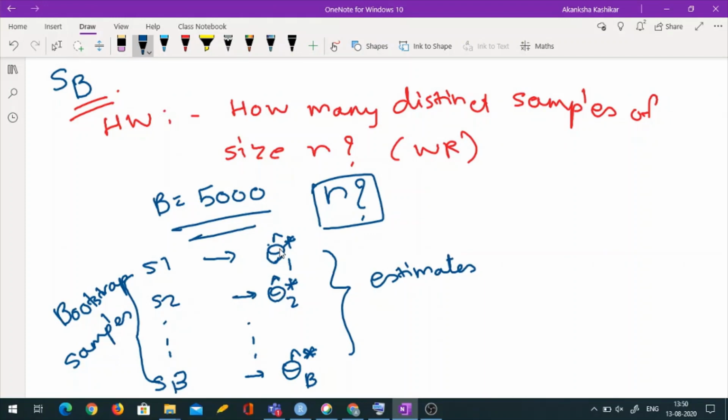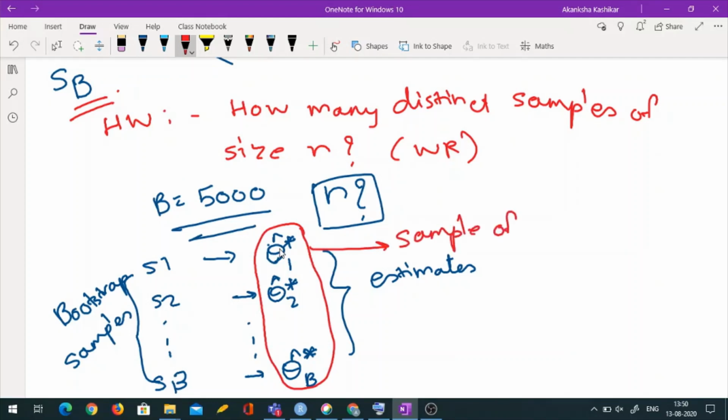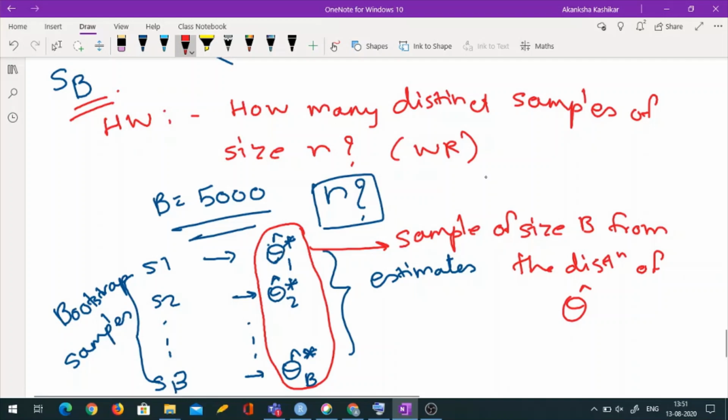And now this is kind of like having a sample of size B from the distribution of theta hat. Getting what I am trying to say?